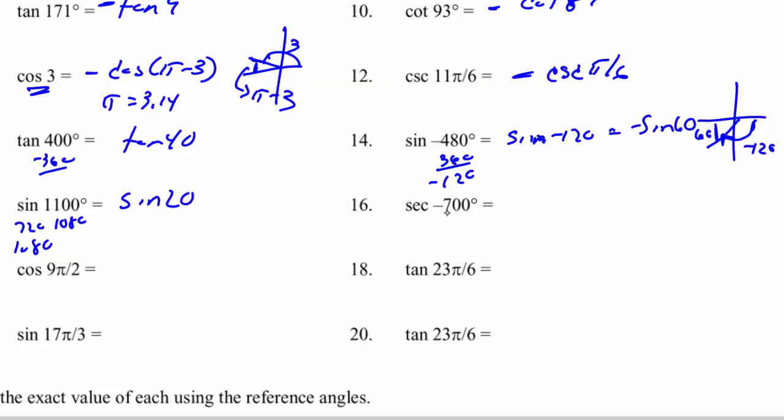Secant, so we're thinking of cosine, but that's okay. So add 360. So that's like the secant of negative 340. So negative 340 would be like running around, almost back around. So that's just going to be the same. So this is like 340 negative, so that leaves 20. So this is going to be like the secant of 20.